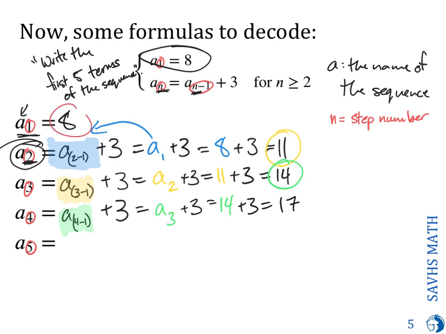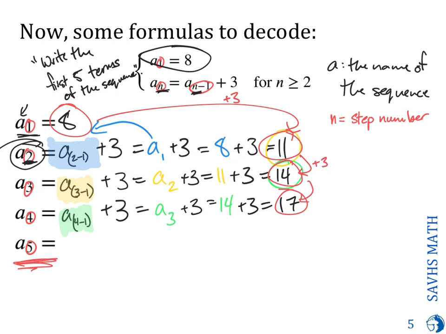Okay, now let's take a look at our pattern. How do we go from 8 to 11? How do we go from 11 to 14? And then 14 to 17? And then I wonder if we can use that to figure out what A5 is. I noticed that the common difference, the thing we add each step, is 3. I noticed that it shows up in my formula, so I think I should use it to figure out the next step. My next step is 20, because 17 plus 3 is 20.